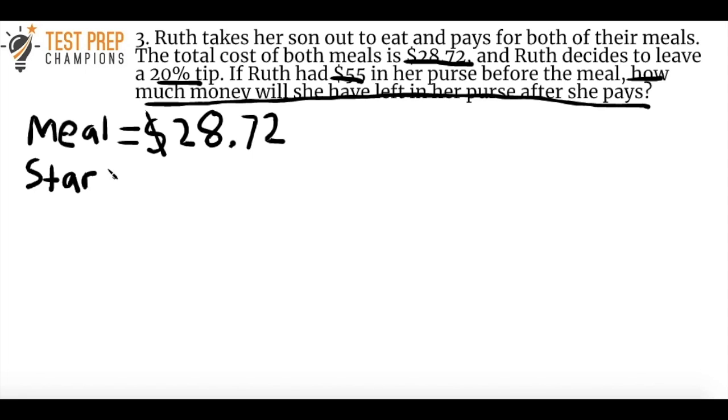So again, whenever you're doing a word problem, the best strategy is to start by making sure you're crystal clear on what you have to find. Then after that, look at the given information and just analyze the given information.